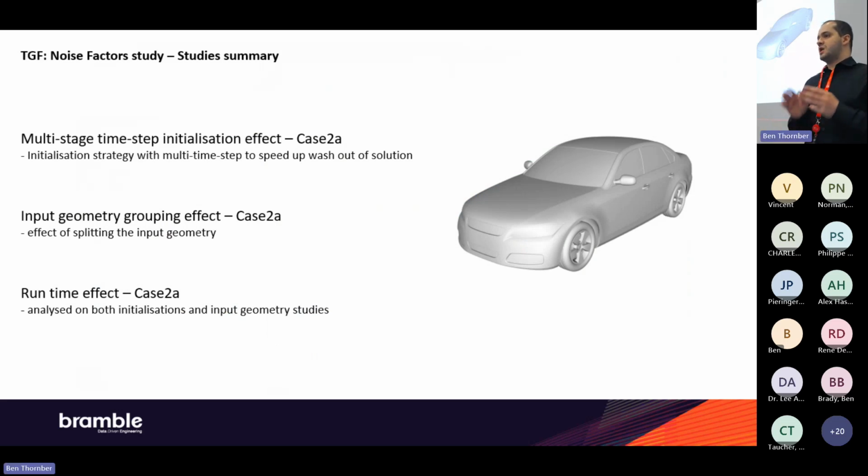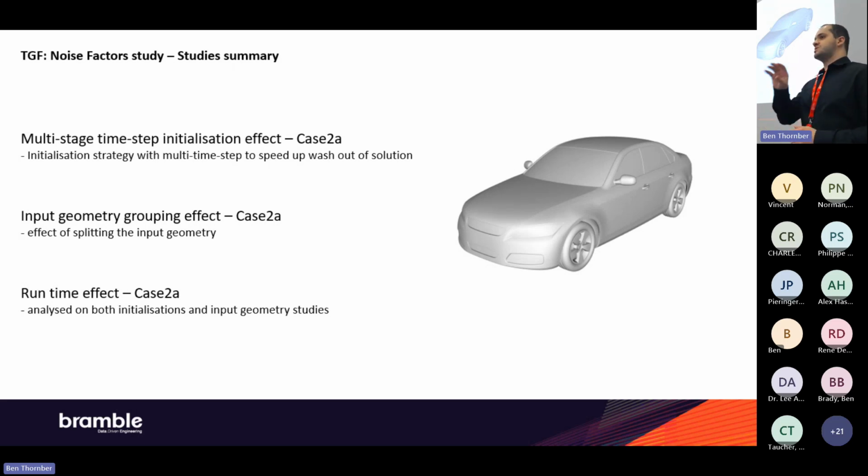We decided to conduct three main studies regarding noise factors. The first one was what would be the impact of having different initialization strategies for transient runs. Another aspect was whether a different file structure or modularity in the input geometry matters. So if you have one single part representing your vehicle or multiple different CAD parts as an input, what would be the impact in terms of noise factors?